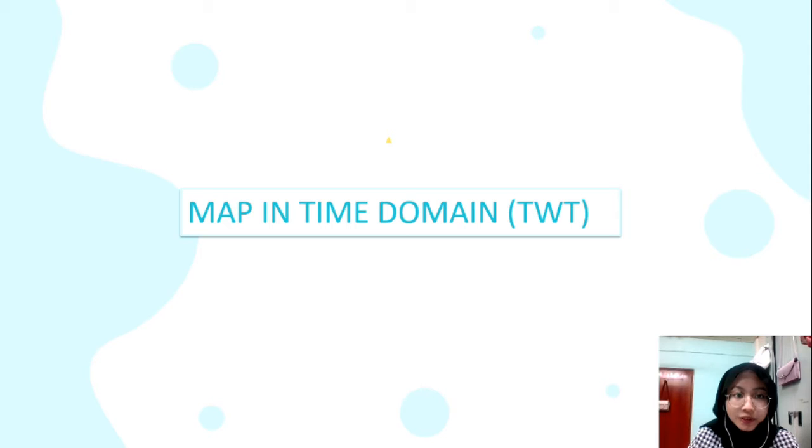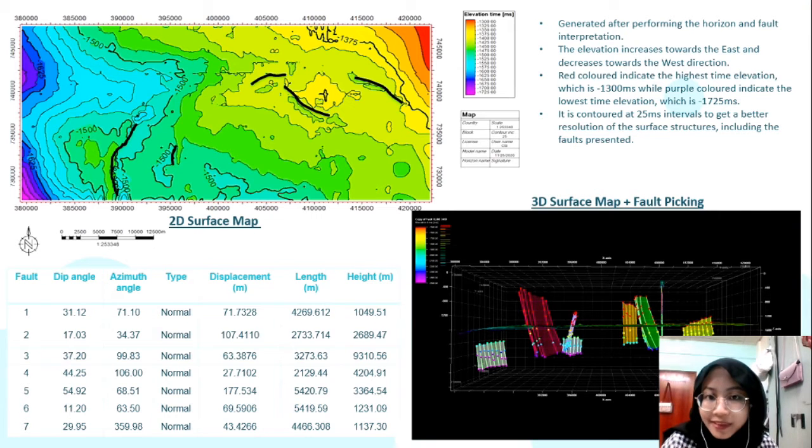So we have generated two types of map in Petrel, which are time domain and depth domain. I will start with time domain first. We can see the 2D surface map and 3D surface map plus fault picking on this slide, generated after performing the horizon and fault interpretation.